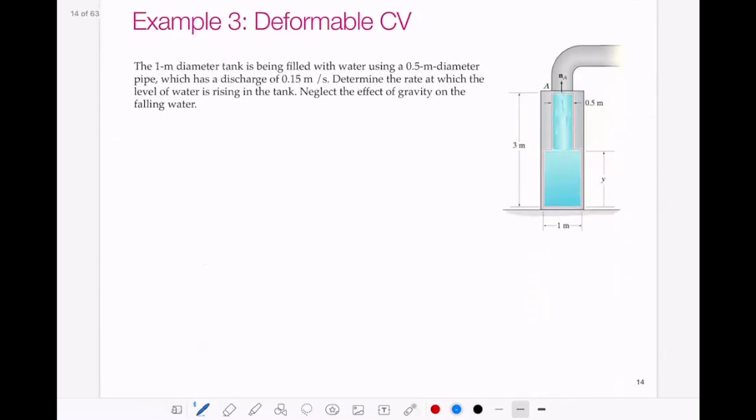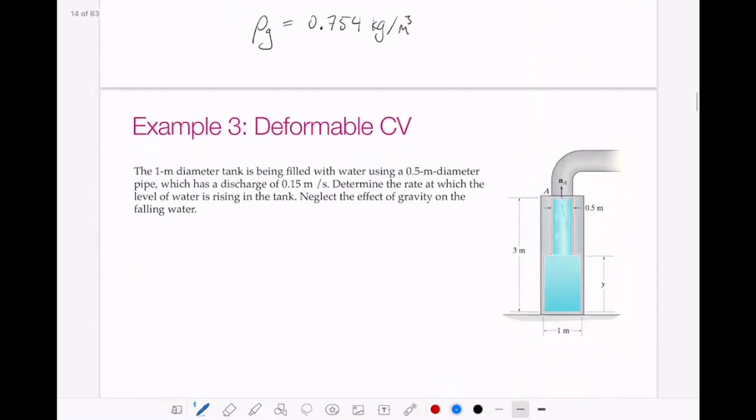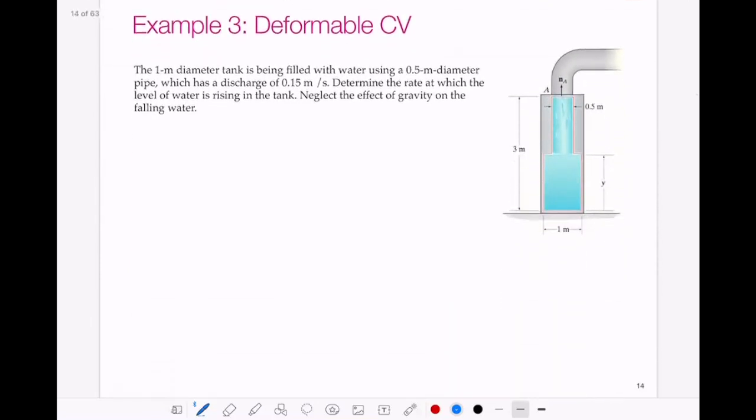Let's do a third example where we have a deforming control volume. So in this example, we have a 1 meter diameter tank. It's filled with water using a 0.5 millimeter diameter pipe, which has a discharge of 0.15 meters per second. Determine the rate at which the level of water is rising in the tank. Neglect the effect of gravity on the falling water. So if this is water, we can assume this is an ideal fluid.